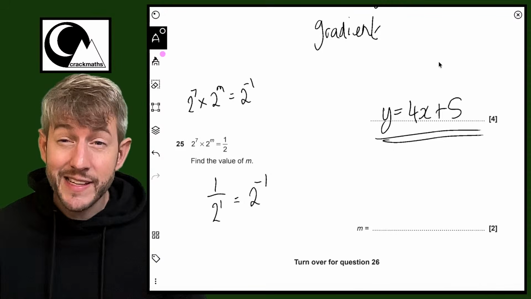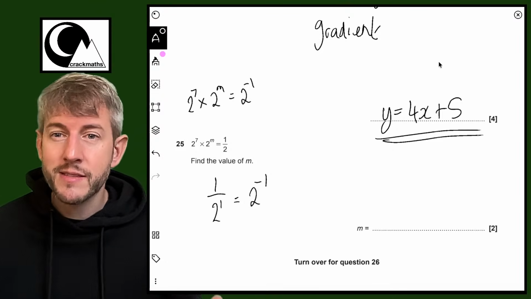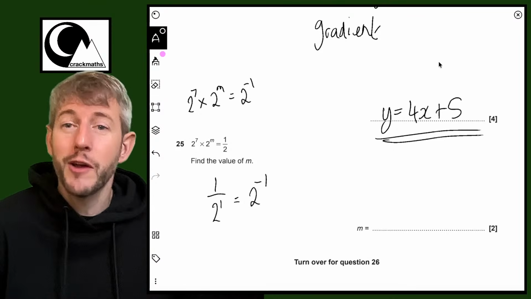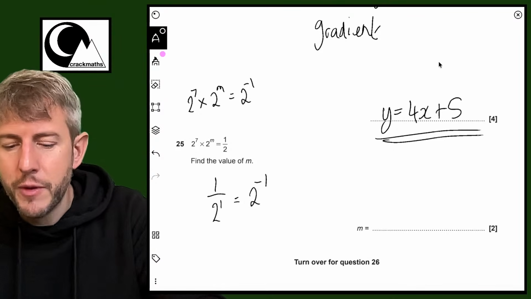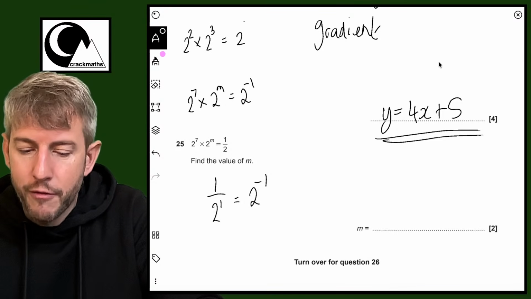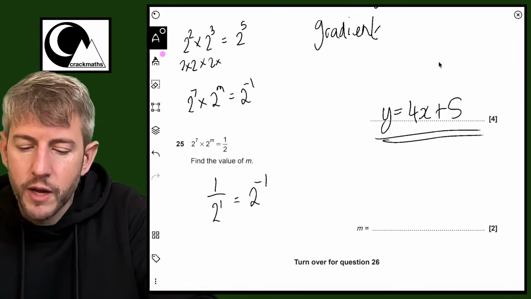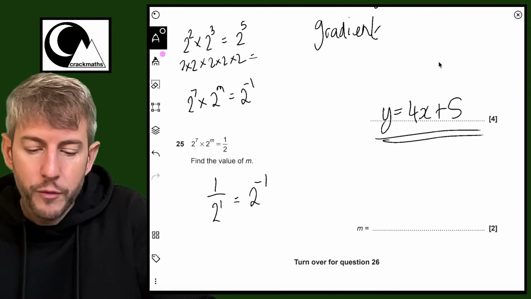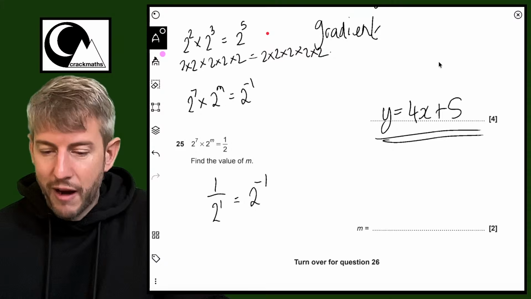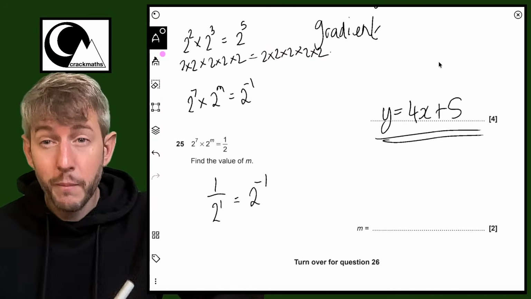Now, the laws of indices state that if you're multiplying numbers with the same base that are raised to a power, then you can add their powers to get the total. If you had 2 squared times 2 cubed, that would equal 2 to the power of 5, because this would be 2 times 2, and this bit would be 2 times 2 times 2. So therefore, this is 2 times 2 times 2 times 2 times 2, which is 2 to the power of 5. So that is the law of indices: if you're multiplying numbers with the same base, you add the indices.